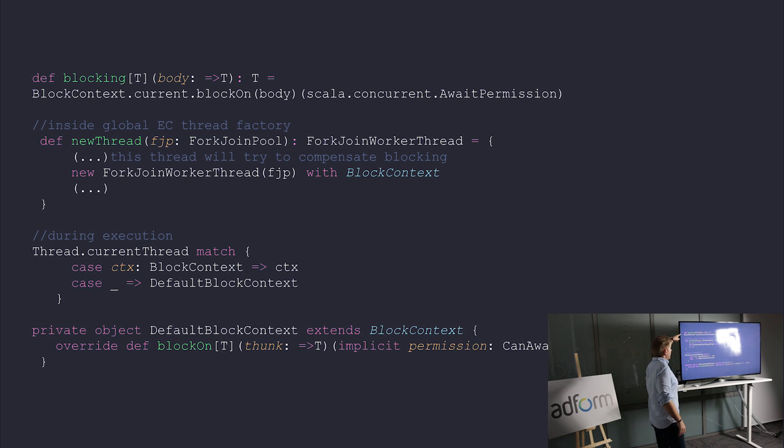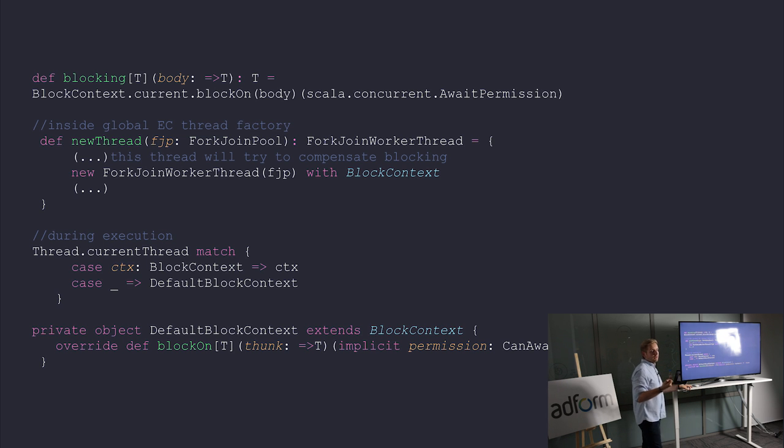So the blocking is defined like this. It calls block context current block on and await permission. That is not really very important. What is important is that getting the current property is actually getting the current thread underneath. And what it does, it checks the current thread if it has a blocking context installed in it. So what does it mean that it has a blocking context installed in it?